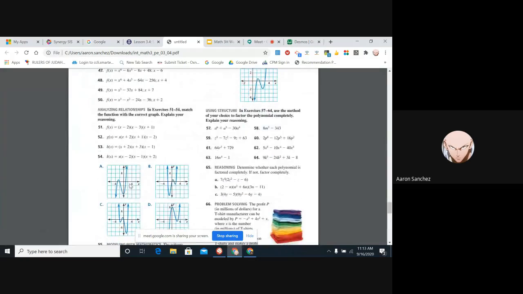Okay, 53. So what does this match with? If you look at 53, my zeros are where it crosses the x-axis. Does anyone know what my zeros are where it crosses the x-axis? How do I make this 0 here, right? And that's y equals 0 where it crosses the x-axis.